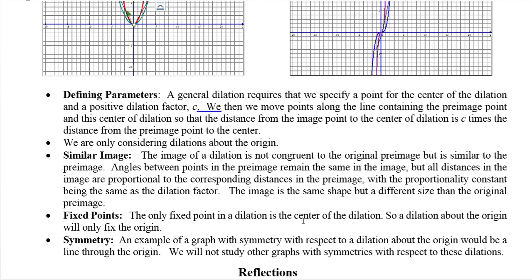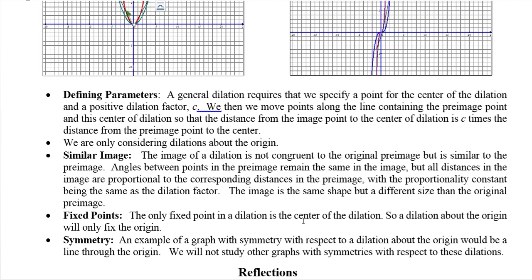In elementary school, you probably would have said it's the same shape but a different size. Angles between points in the preimage remain the same in the image, but all distances are proportional to the corresponding distances in the preimage, and that proportionality constant is the same as the dilation factor.